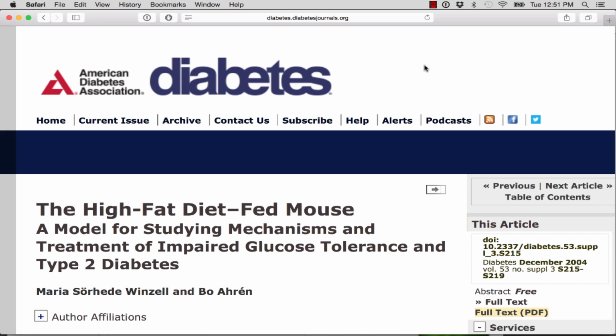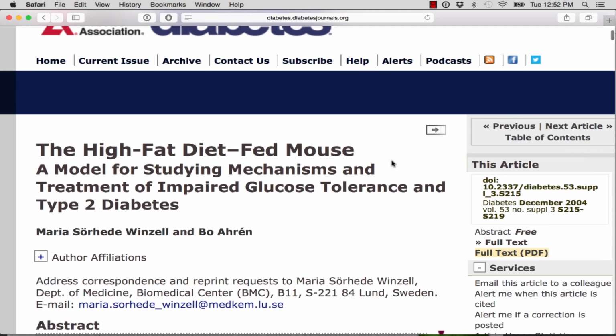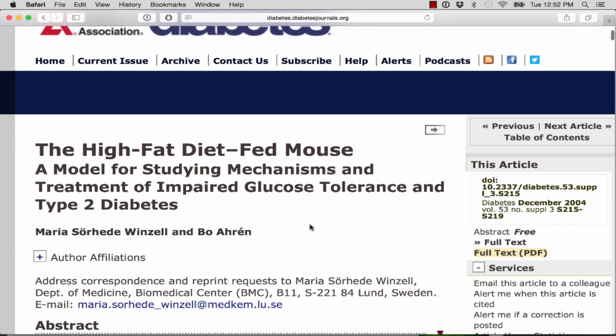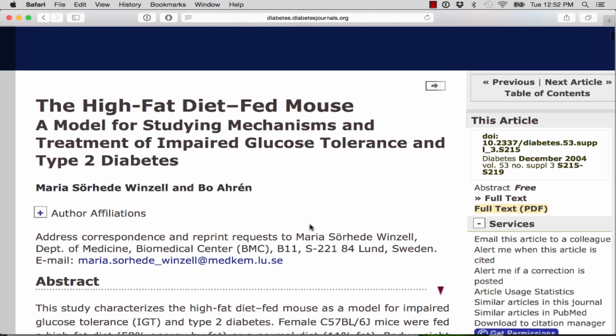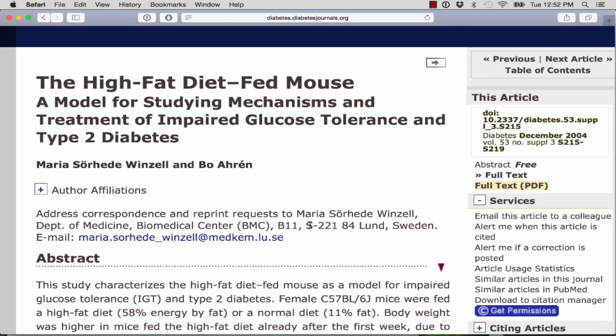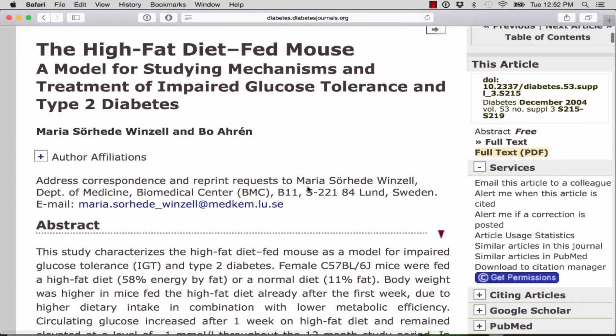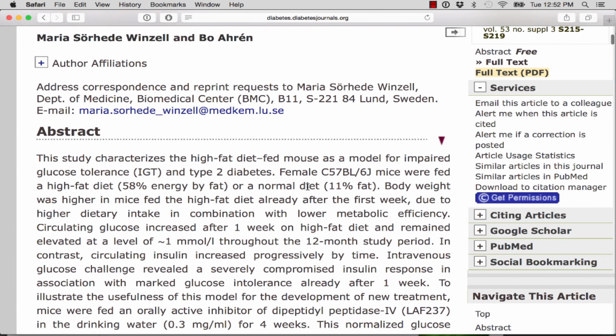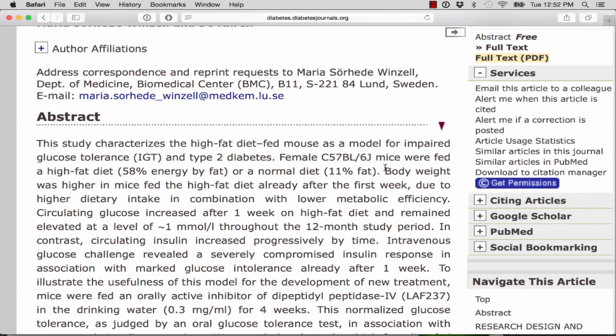To motivate the concepts that are part of statistical inference, we're going to briefly look at the results presented in a paper in this journal here, Diabetes. And we can see that this paper is reporting on an experiment that involved mice and feeding them different diets. And one of the conclusions we see in the abstract right away is that body weight was higher in mice that were fed the high-fat diet already after the first week.